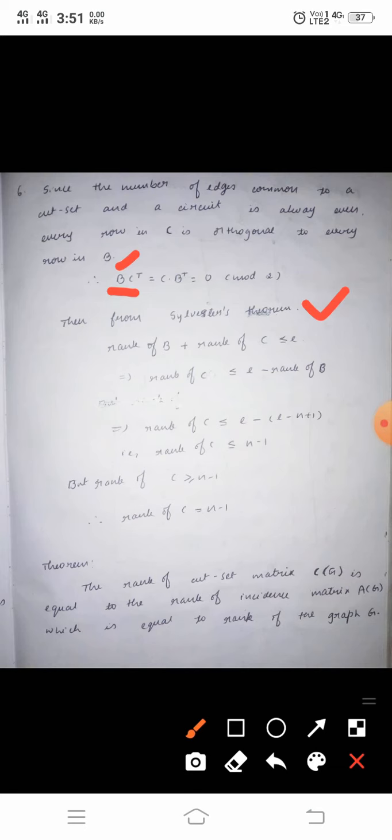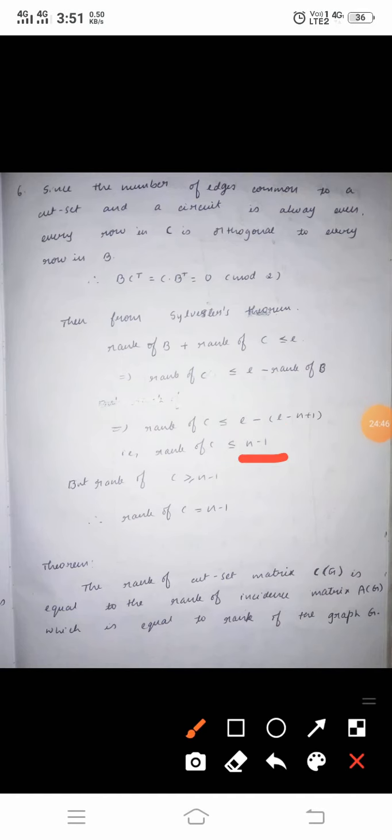If B and C are orthogonal to each other, then rank of B plus rank of C is less than or equal to the number of edges E, which implies rank of C is less than or equal to E minus rank of B. What is rank of B? It is the circuit matrix, and rank of B is E minus n plus 1. Substituting, E minus n plus 1: E cancels, minus of minus is plus, so n minus 1. Therefore, rank of C is less than or equal to n minus 1.